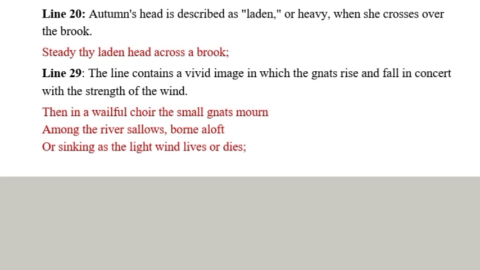Take a look at these 3 lines. "Then in a wailful choir the small gnats mourn among the river sallows, borne aloft or sinking as the light wind lives or dies." Look at the image. The line contains a vivid image in which gnats rise and fall in consort with the strength of the wind.